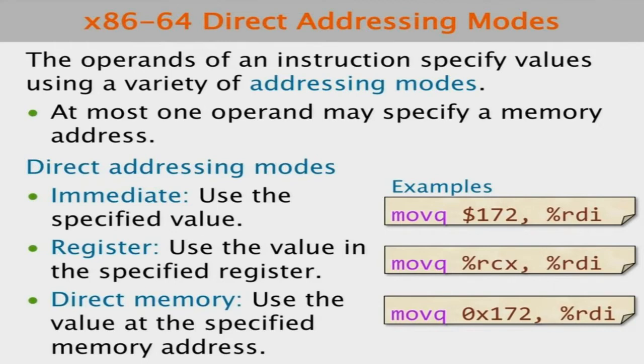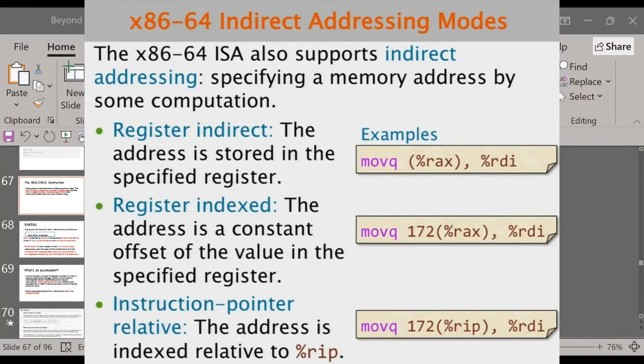And then we have the register addressing. So we've talked about all of that: register addressing, immediate addressing, direct memory addressing. These are types of the direct addressing modes, okay? And then you would get to the indirect memory addressing modes, where you have register indirect, register indexed, and then instruction pointer relative. Okay, so these are also the three subtypes under the indirect memory addressing.